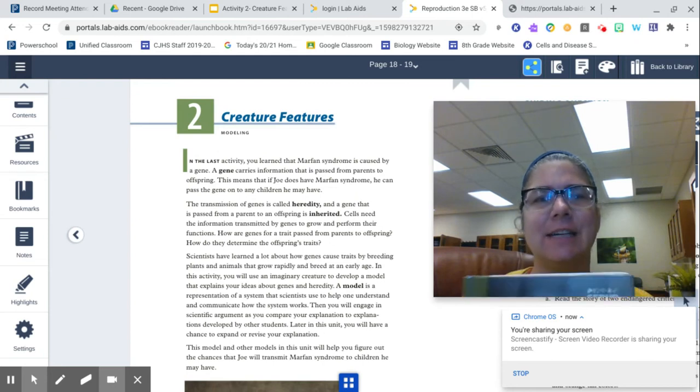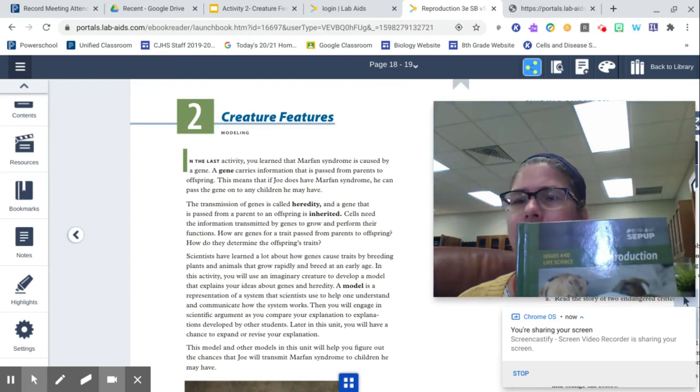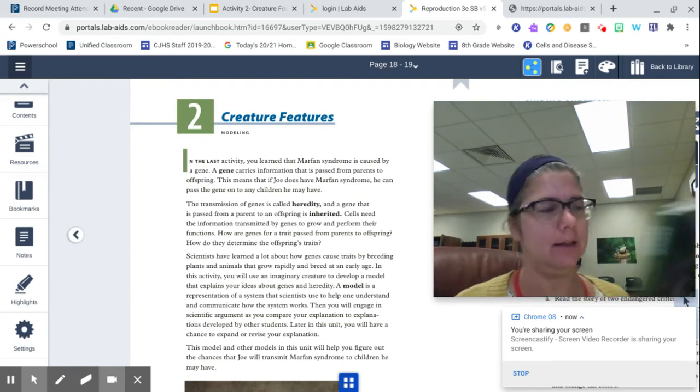Okay, this is the introduction for Activity 2, Creature Features, out of our Reproduction unit, and I am going to read it aloud to you guys.